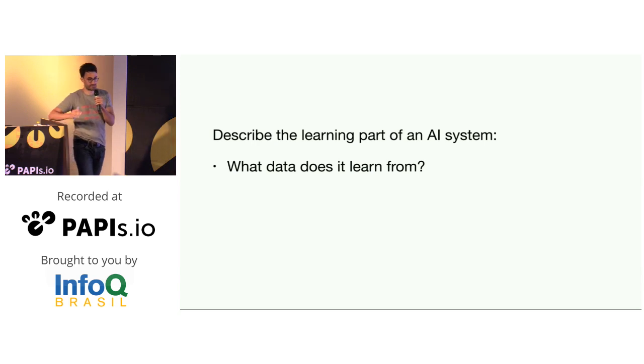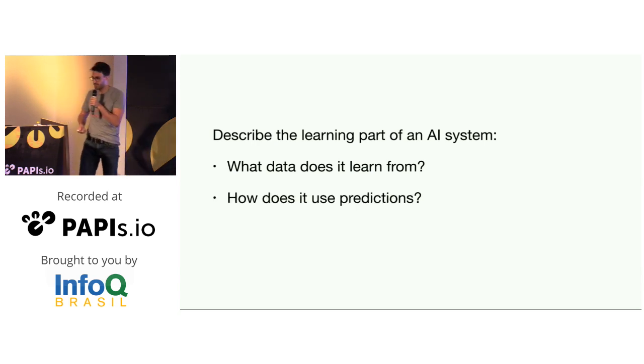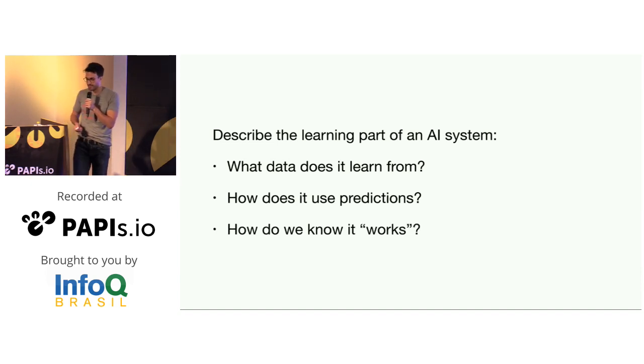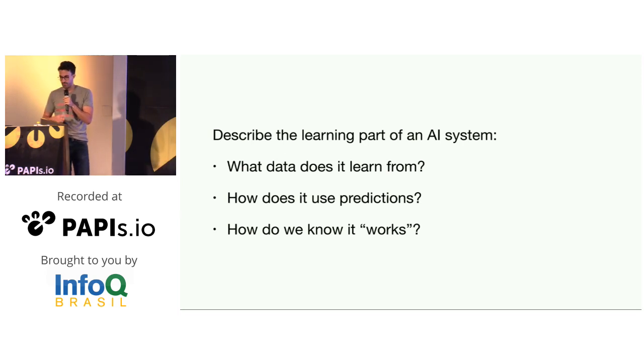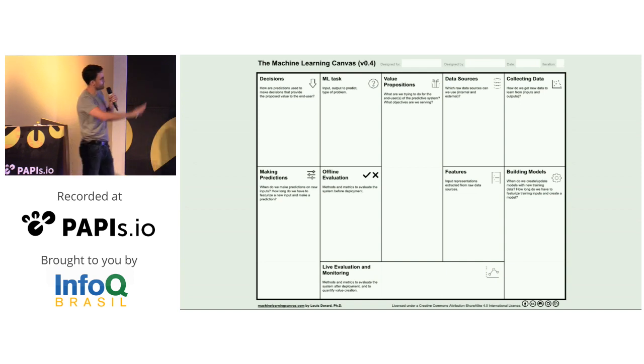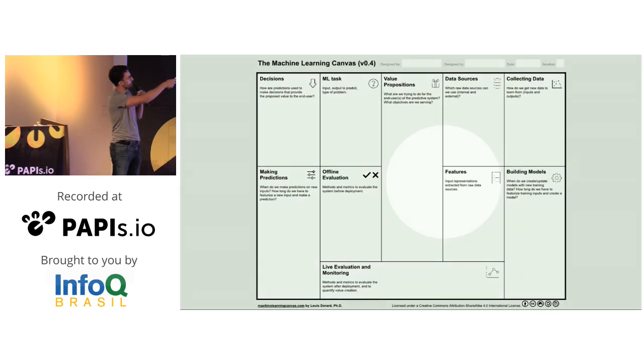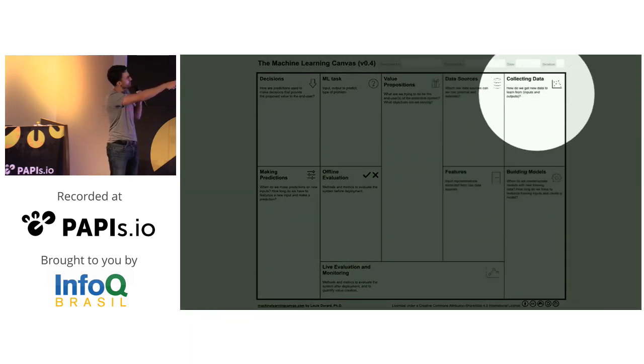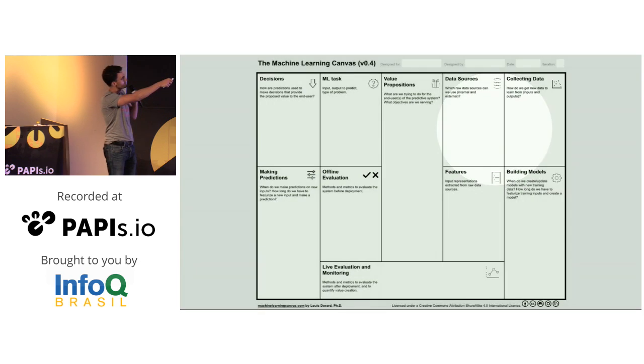So we want to speak about the data that is used to learn from. We want to speak about how predictions are used, and in the end, how do we know if the whole thing works or not? This is what the machine learning canvas focuses on. This is what it allows you to think about. There's quite a few pieces. So this is the visual chart. Things that are next to each other should be related. Like you see that data sources is right next to collecting data. All right, the data stuff is over there.